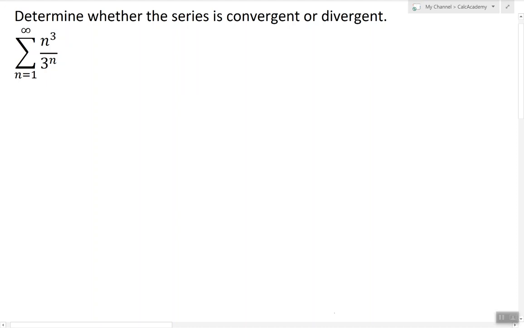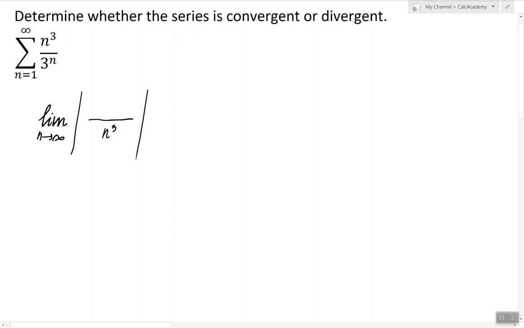In this video, I will show how to use the ratio test to determine whether a given series converges or diverges. So to use the ratio test, I'm going to set up the following limit. It's the limit of the absolute value of the ratio of the n plus 1th term over the nth term.